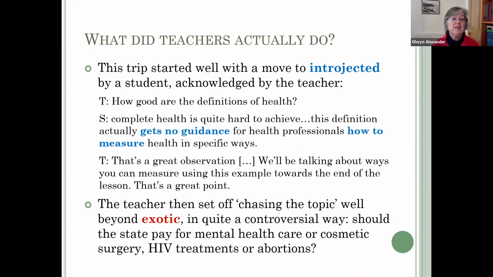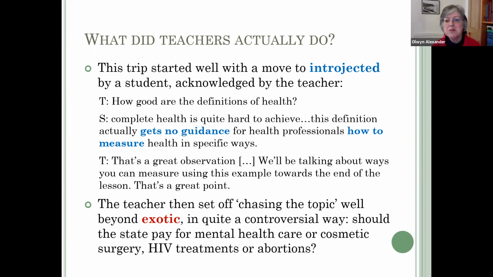This one, one or two teachers did this actually. The planned teachable moment was meant to take about 5 minutes. It's just a little warm-up exercise. This teacher took about 12 or 13 minutes. The trip started well with a move to Introjected, and the student gave the teacher everything they needed. So this definition gives no guidance to health professionals on how to measure health. Like right there, we've got it, haven't we? So would you like to say a bit more about that? What do we need to measure? He said, this is a great observation. We'll be talking about that later. And then he set off chasing the topic well beyond exotic in quite a controversial way.